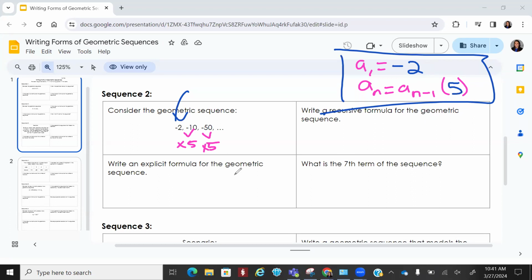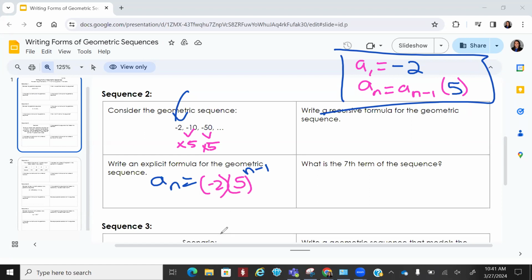Explicit formula. Here's the explicit formula. I'm writing this from the board. All I'm going to do is substitute in what a sub 1 is. What was a sub 1? -2. And then what was your rate? That's it. The rest is the same.